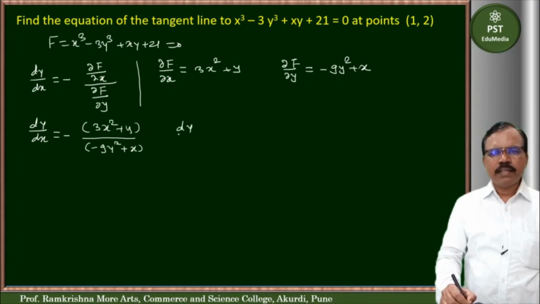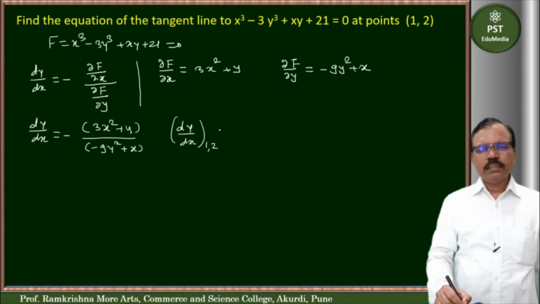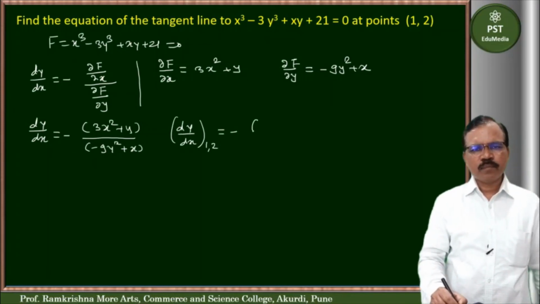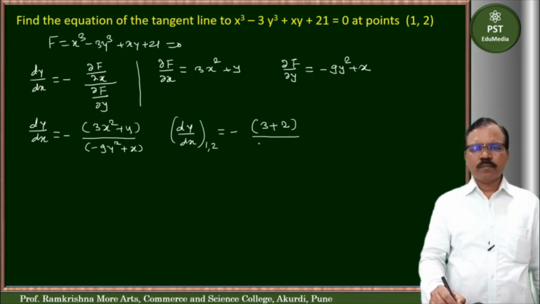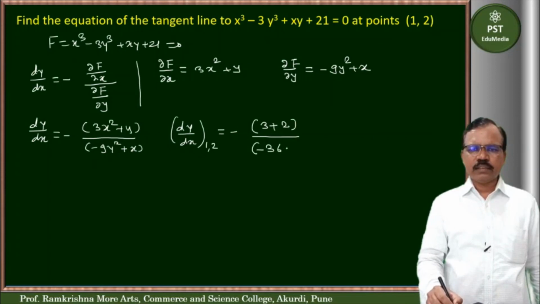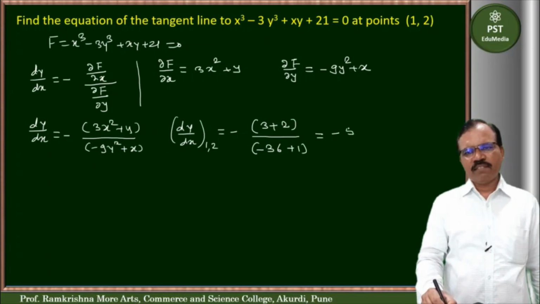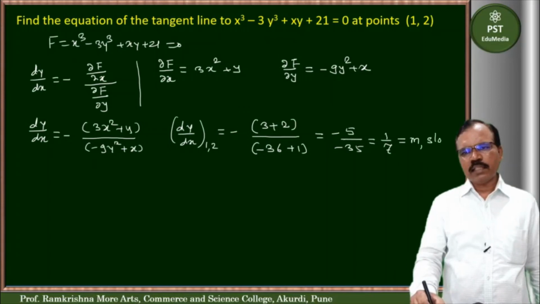So dy by dx at (1, 2) is equal to, now x is 1, so we get 3, y is 2, so we get 2, upon, y is 2, so minus 9 into 4, that is 36, minus 36 plus 1. So here minus 5 upon minus 35. So it is 1 by 7. So this is the slope. Let us call this m, the slope.